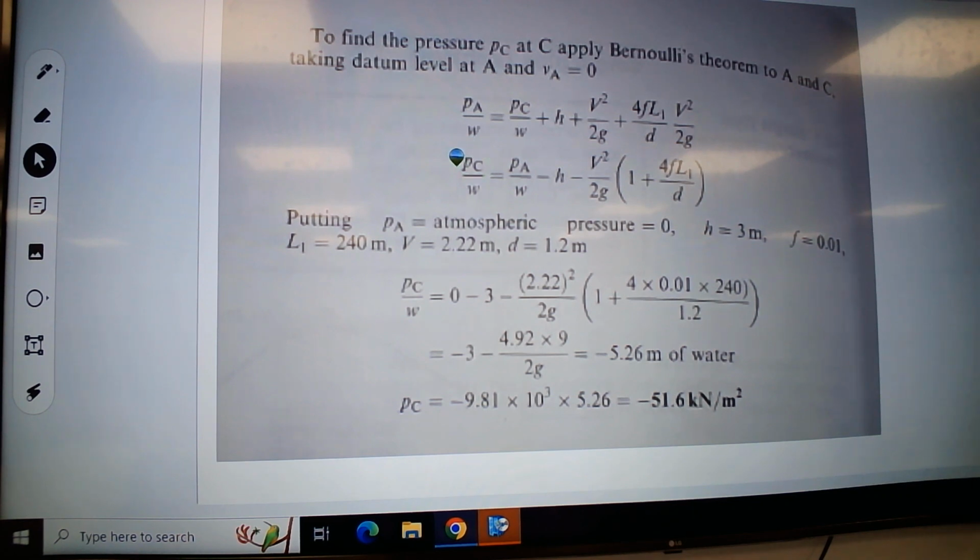PA is the atmospheric pressure, H is 3 meters because in the middle the pipe was 3 meters high. The F value is also 0.01. The velocity in the pipe we got is 2.2 meters per second. The diameter of the pipe is 1.2, and the length of the pipe up to point C was 240 meters. So we put these values in, and we are trying to find the pressure at point C.